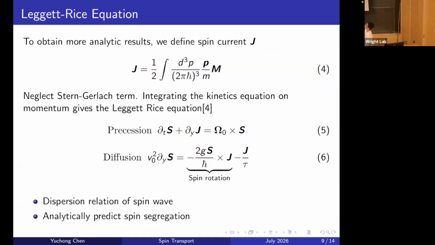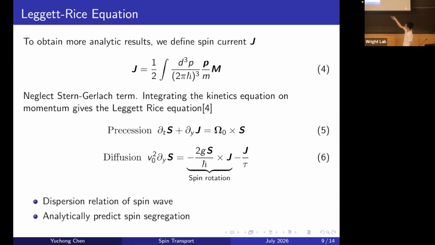And to do that, we will introduce the Laplace equation, which is basically if you define a spin current state, which is the integration of n times the momentum, and then integrate over the momentum. You can then integrate the entire kinetic equation over momentum space, which will give you the Laplace equation. So this equation has two parts. One is the precession part. So you can see that partial t S is almost equal to omega precession, which is basically a precession, but you will account for current as well. And the other term is the diffusion.